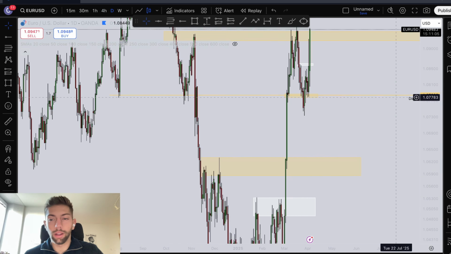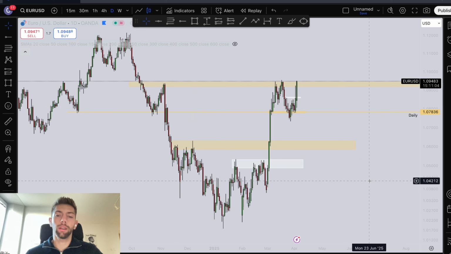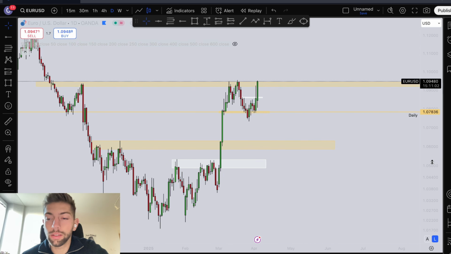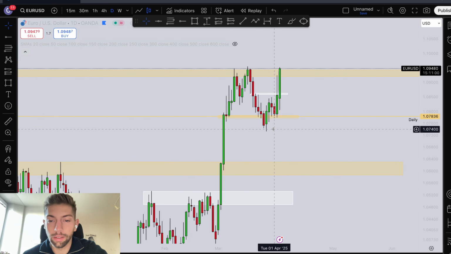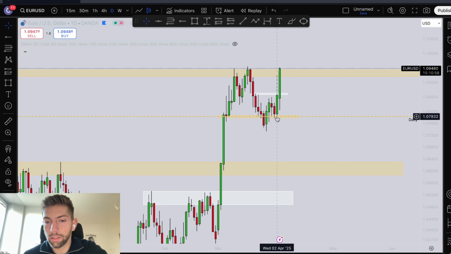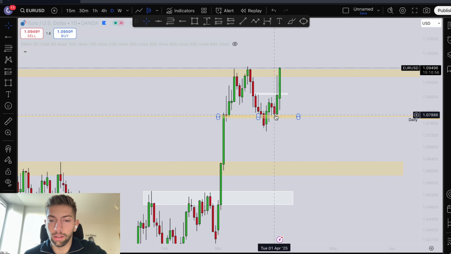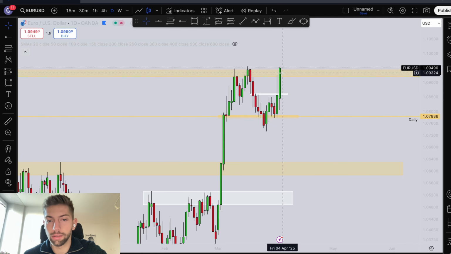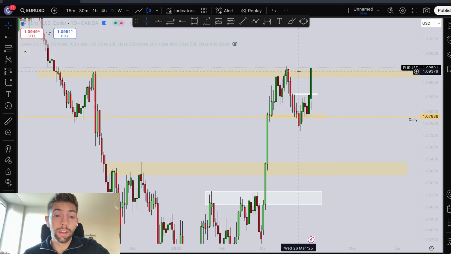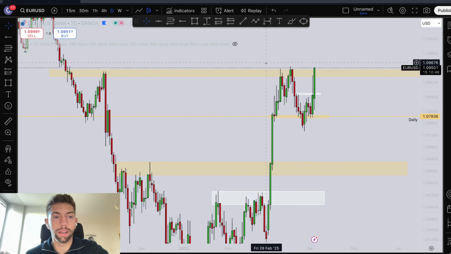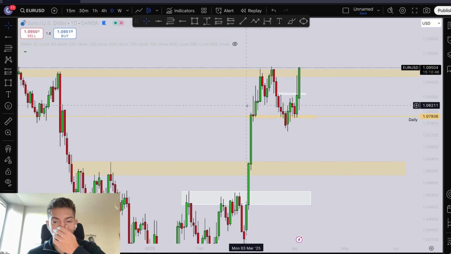So let's start out with the daily time frame. Price was trending at this level right here, as you can see, and then price completely shot up. If I held, it would have been an amazing trade, but whatever.